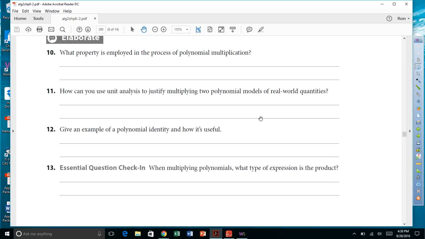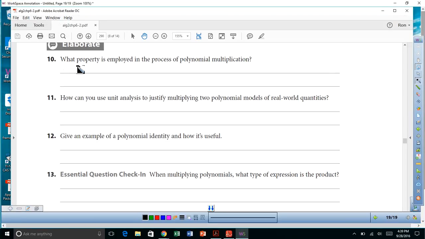Elaborate. What property is employed in the process of polynomial multiplication? The big D, distributive property. How can you use unit analysis to justify multiplying two polynomial models of real-world quantities? The units of the polynomials need to combine in such a way that their product is the desired unit.